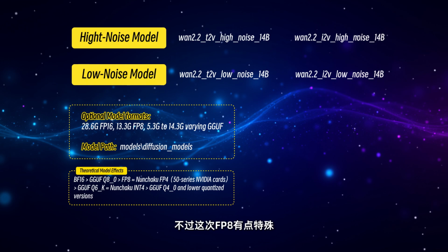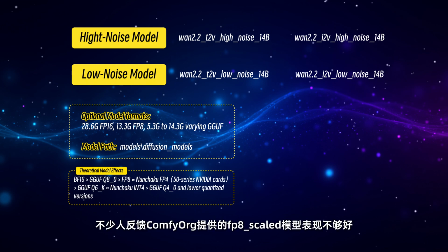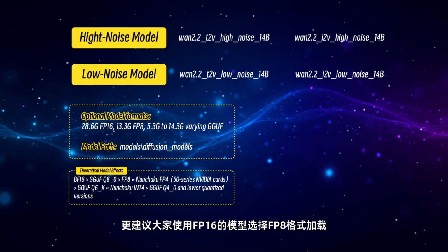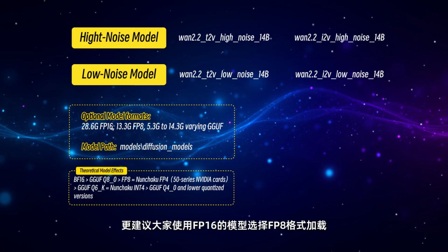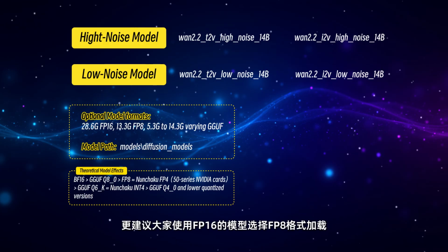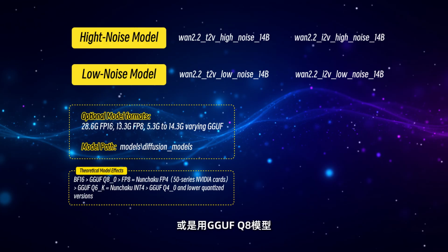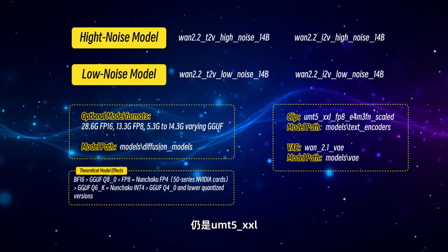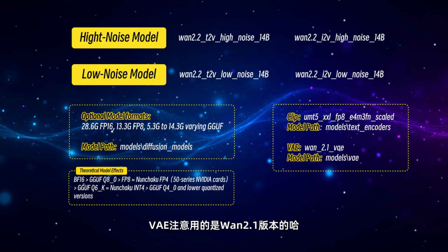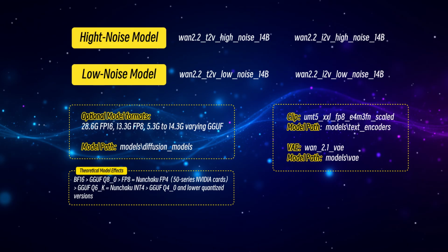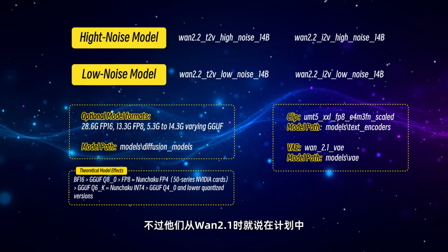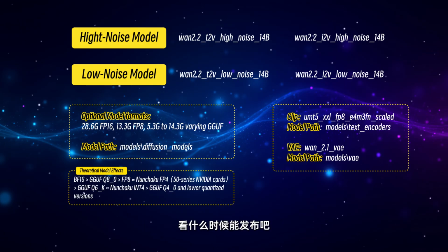This time, FP8 is a bit special. Many users reported that the FP8_scaled model from Comfy.org doesn't deliver great results. It's better to load the FP16 model in FP8 format or to use the GGUF Q8 model instead. Clip remains unchanged, it's still UMT5_XXL, and make sure to use the Wan2.1 VAE. Currently, there's no Nunchaku model, but they've mentioned it's in the plans since Wan2.1, let's see when it'll be released.